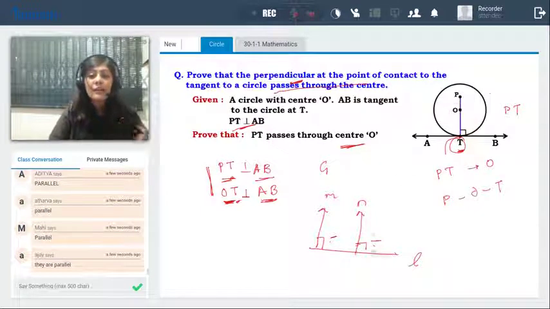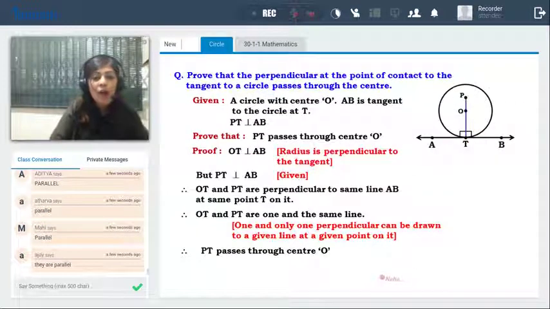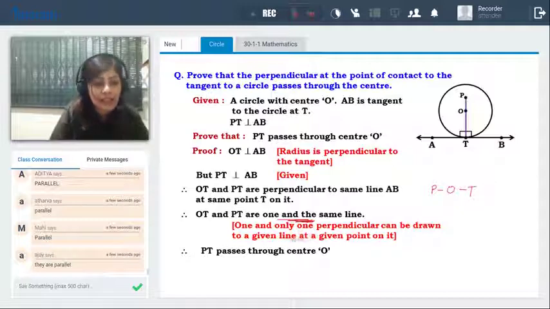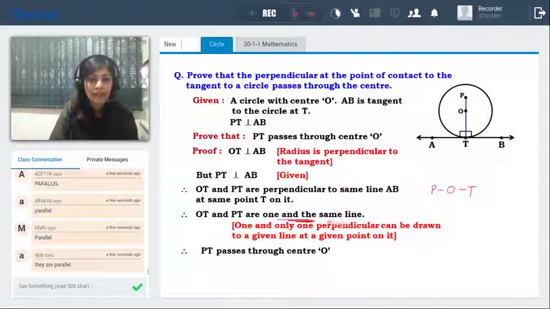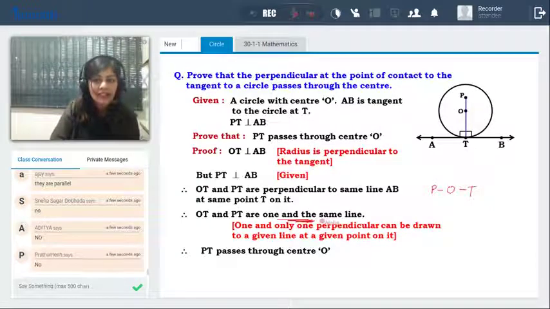Hence, we can conclude PT and OT are one and the same line. They cannot be two parallel lines. They are one and the same line. And hence, we can say P, O, T are collinear points, or PT has to pass through center O. Students, this was a slightly conceptual sum. Please let me know if anyone has any doubts with the concept in this sum. It's slightly conceptual, so I need to know. Any doubts with this? All right.